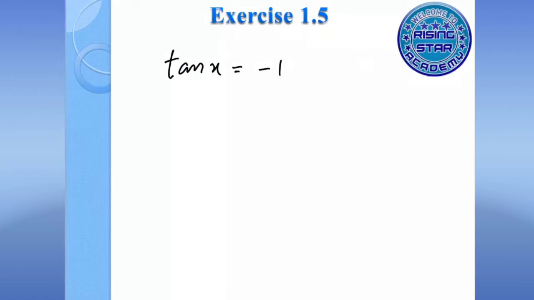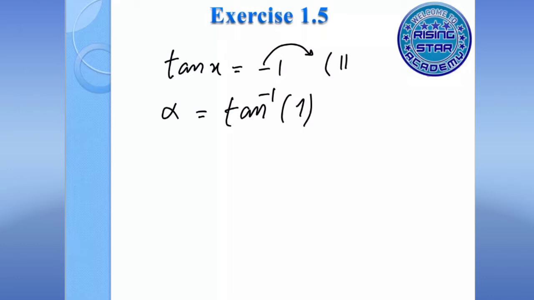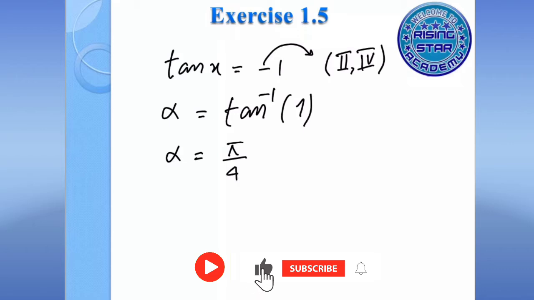We will find the basic angle. We'll take tan inverse of 1, not the negative 1. I told you before, this negative 1 tells us the quadrant. So tan is negative in the second quadrant and the fourth quadrant. So now we will take tan inverse of 1 by using the calculator. We will get pi by 4. So that is my alpha value or basic angle value.